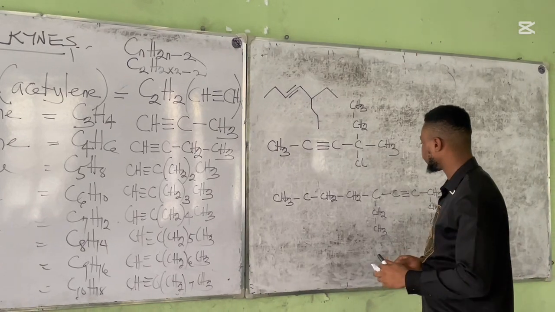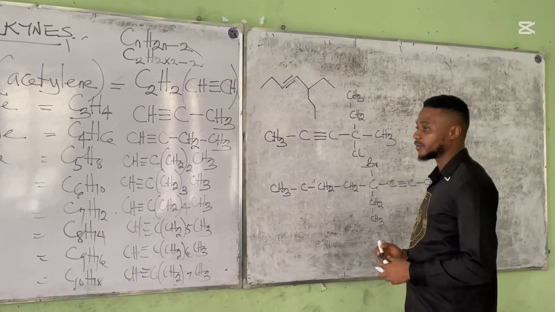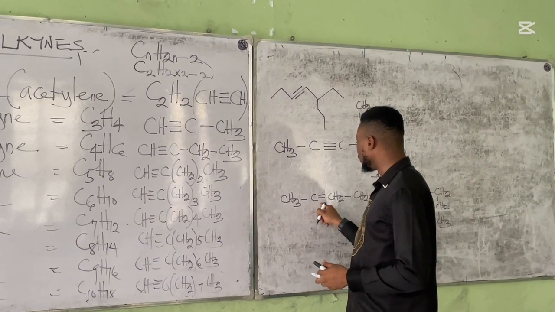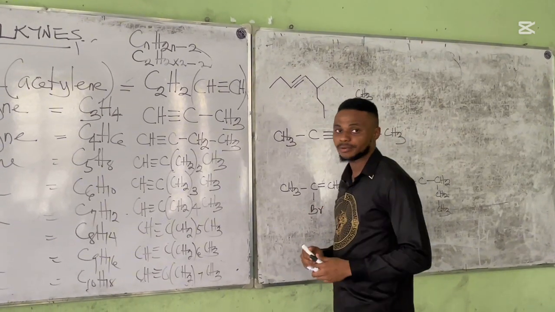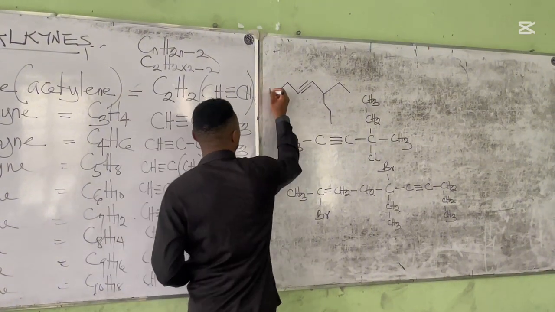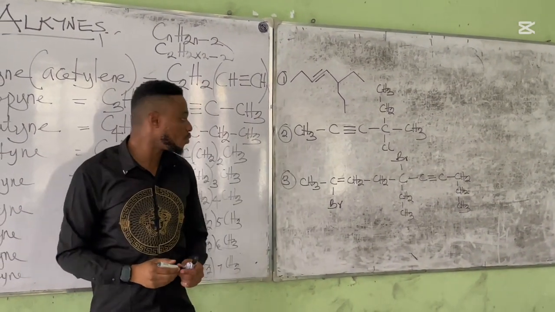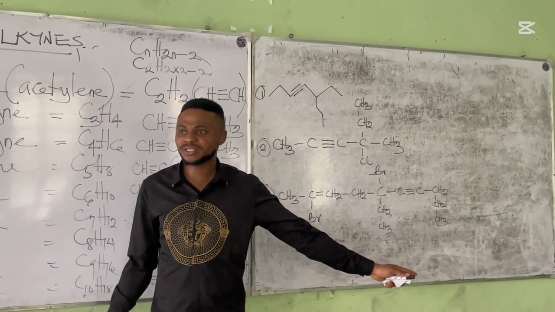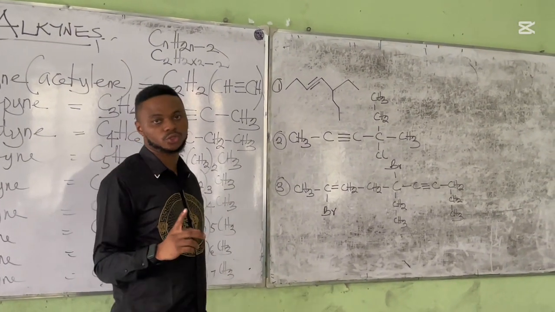Then at the top here we have Br. Then at this point we have a double bond here, then we have another bromine, Br. So we'll be looking at these 3 structures: number 1, number 2, number 3. Now, if you look at number 3, you realize that we have a double bond and a triple bond. Are you seeing that? Yes, we can have a double bond and a triple bond in one structure.